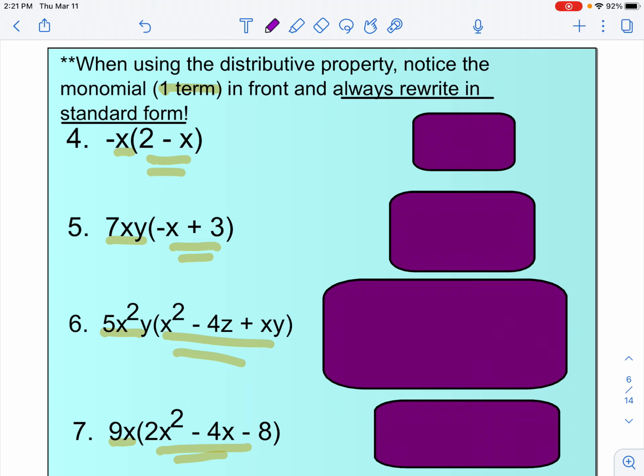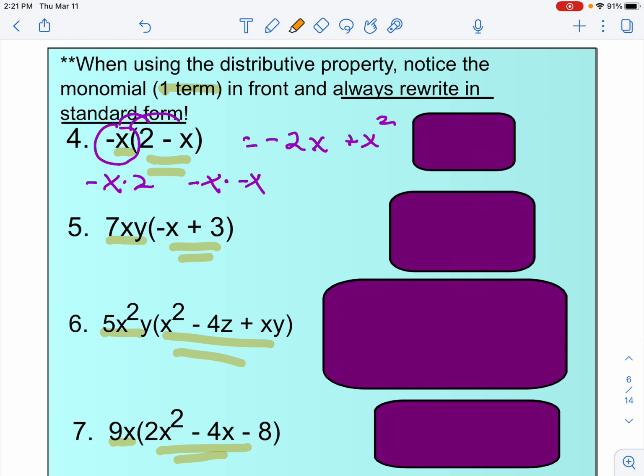So if we look at, I'll do the first one, number 4. So we take negative x and we multiply it by 2. So negative x times 2, and we take negative x times negative x. So negative x times 2 is negative 2x. And negative x times negative x, and negative times a negative is a positive, and x times x is x squared. So that is our answer.